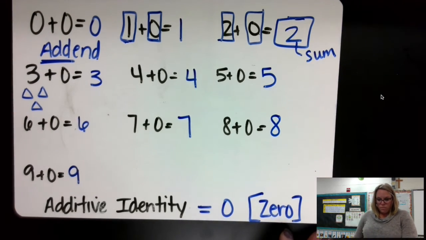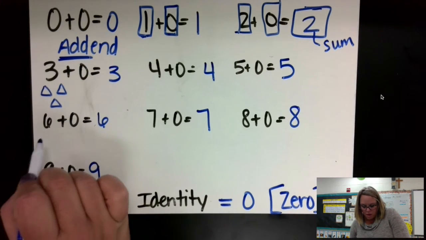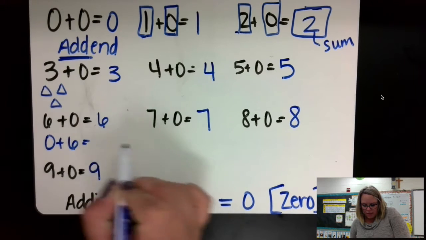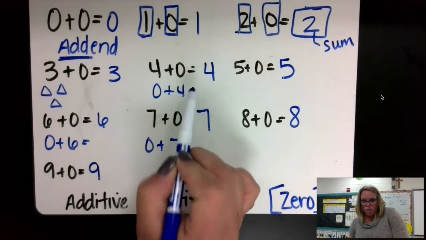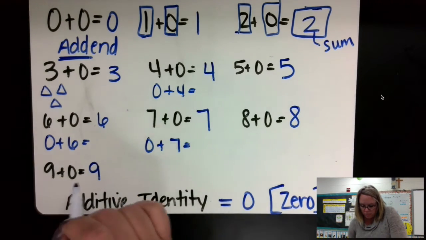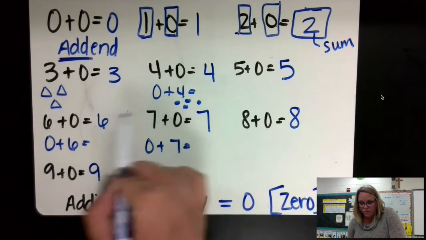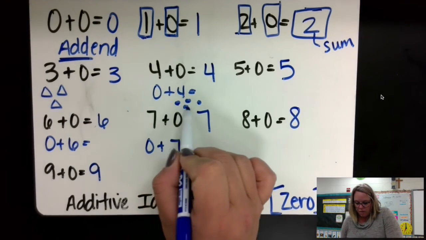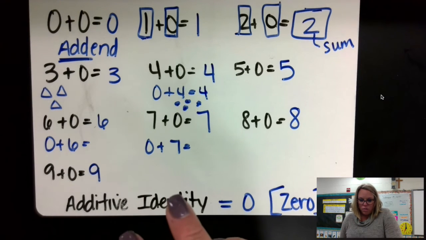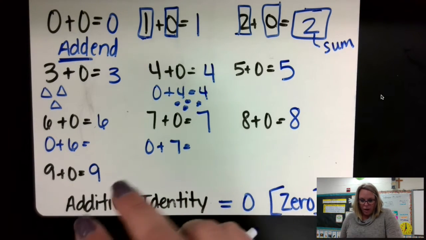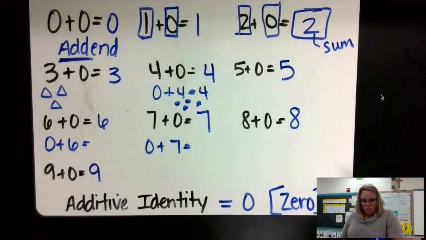Now, nothing is different if I write them the other way. So if I put 0 plus 6, or 0 plus 7, or 0 plus 4, nothing changes. Because here I still have 4 of something and I don't have 0. I have 0 on the other side as my addend. So how many circles do I have here? I still have 4. So it doesn't matter that my addend order has changed. What matters is my answer has not changed.